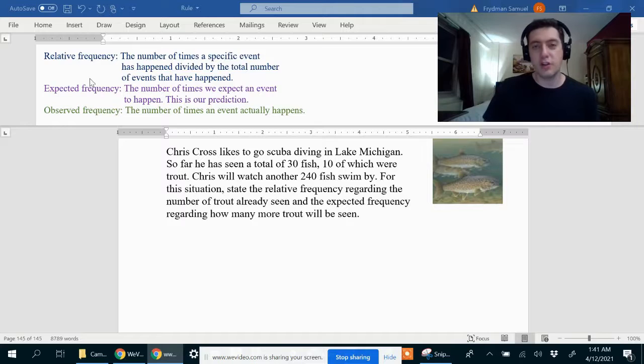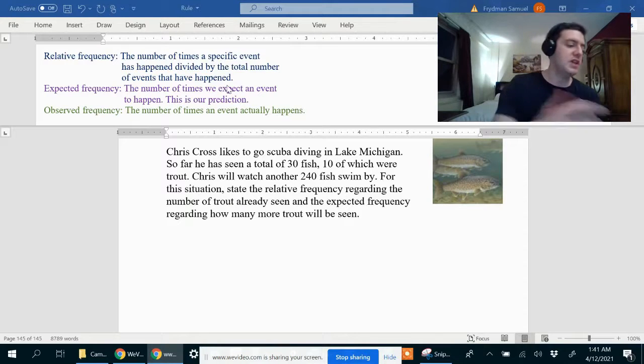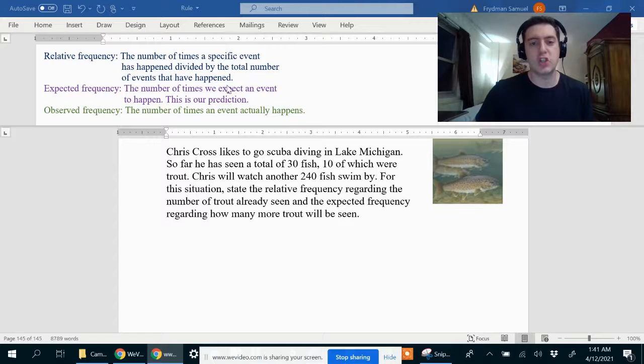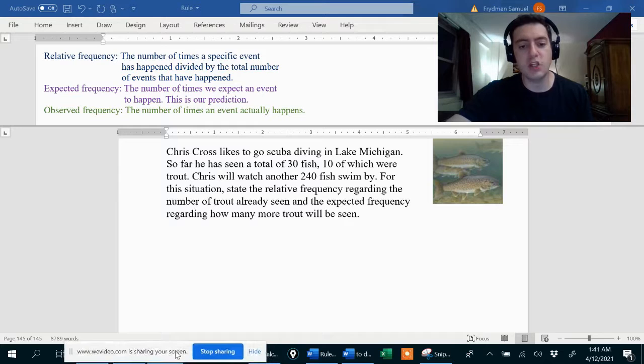Okay, so let's take a look at these definitions. Relative frequency is the number of times a specific event has happened divided by the total number of events that have happened. So when we say events here, we're talking about fish. So the number of times a specific event has happened. If I want to know the relative frequency regarding the number of trout already seen, then I want to know how many times Chris has already seen a trout.